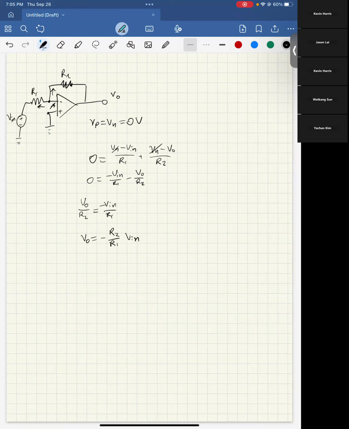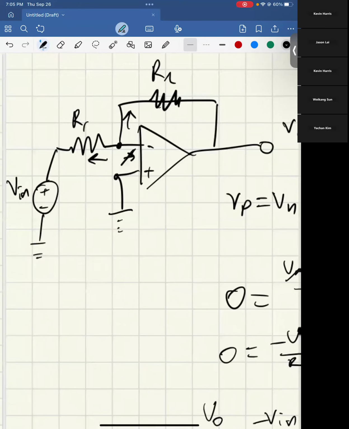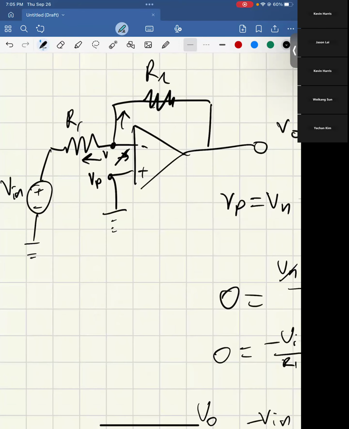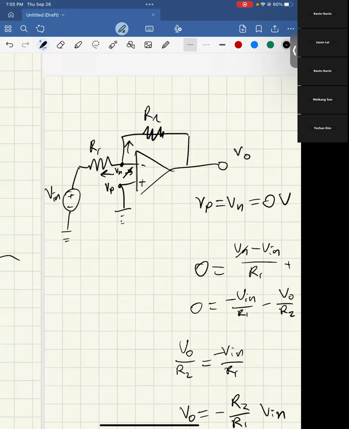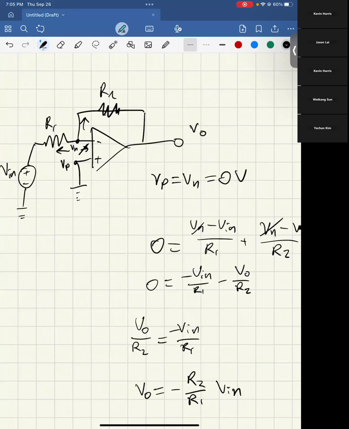And that's another example. Honestly, it's probably not going to be something that easy on a quiz, but the general flow is you figure out either Vp or Vn. You use that to figure out the other one because they're equal to each other. And then from there, you write a node equation based on one of those two.